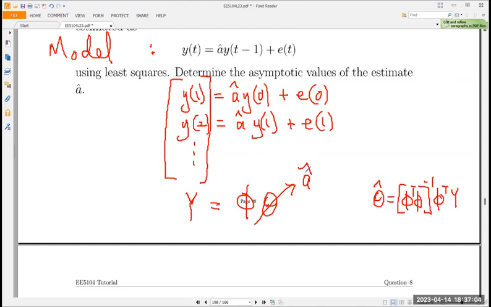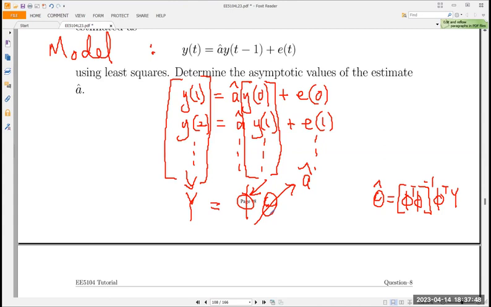And then what's your phi? Phi would be this vector here. Of course, all this will be dot, dot, dot, like that. So this vector would go to your phi, and this vector will go to your y. The unknown a here will be your theta. So after identifying what is y and what is phi, we will apply this standard formula to find least square.